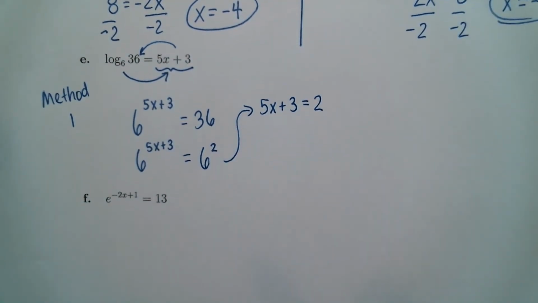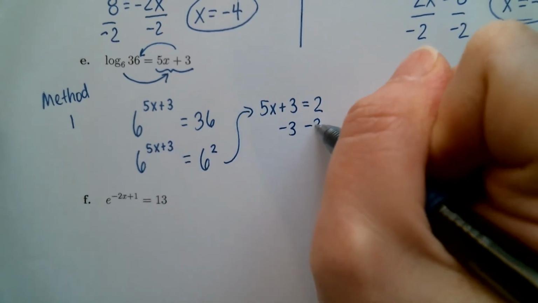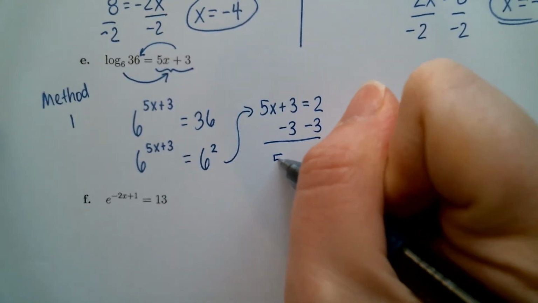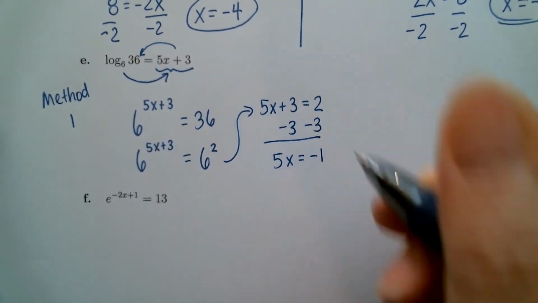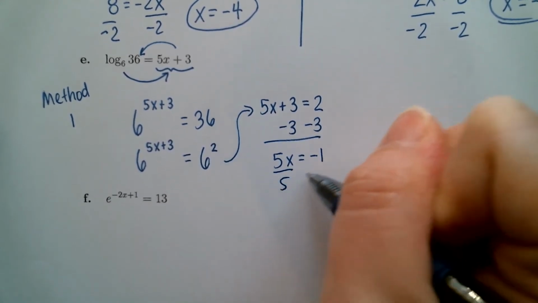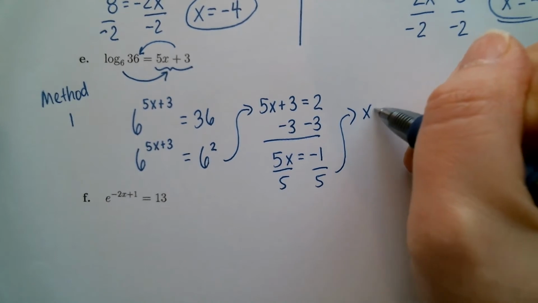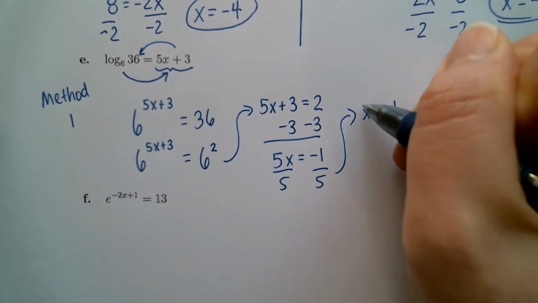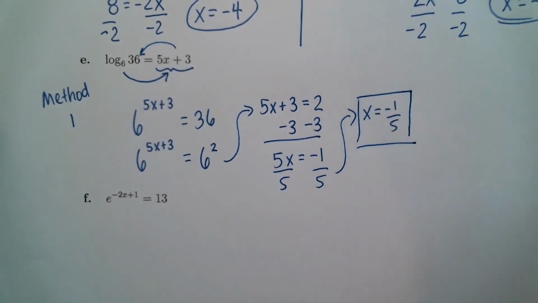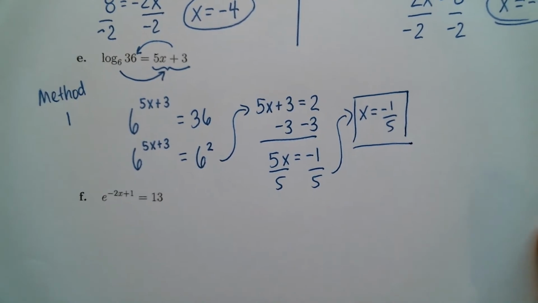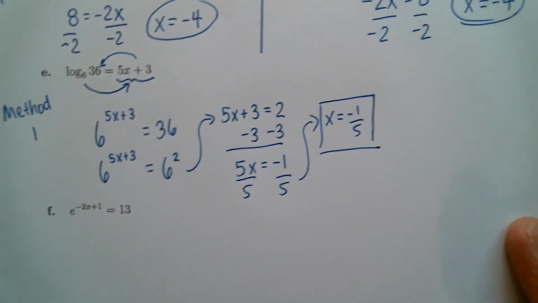So now this is a really easy equation to solve. Just isolate x by moving the 3 over. So we'll get 5x is equal to negative 1. Divide both sides by 5. You get that x is equal to negative 1/5. All right, so let me go ahead and show you method 2.